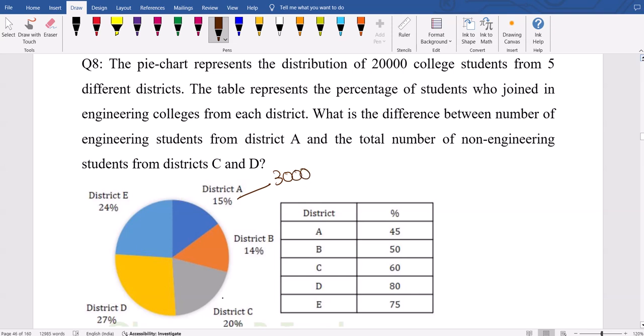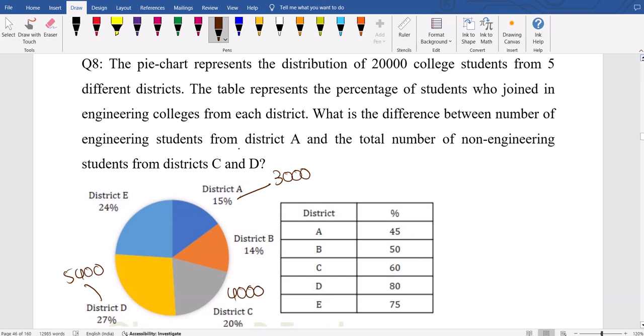Whereas C and D, C is 20%. 20% means 4,000. Whereas D, 27% means 5,400. 1% is 200. Okay, so that's the strength of those districts. Now, this table represents who joined in engineering college. The remaining people are the college students. This percentage represents who joined in engineering college.